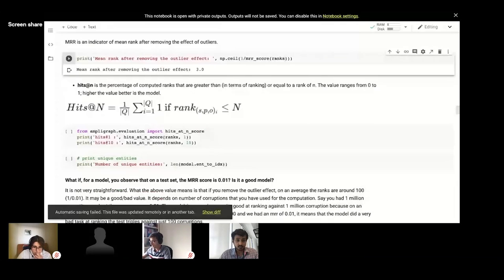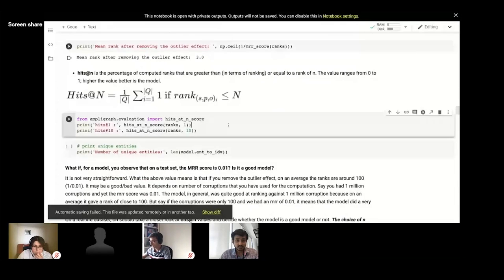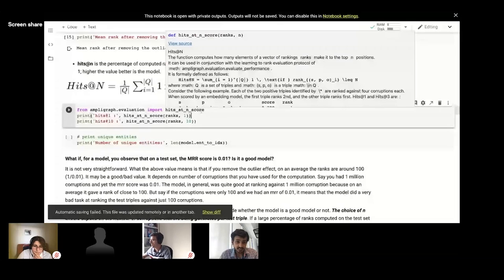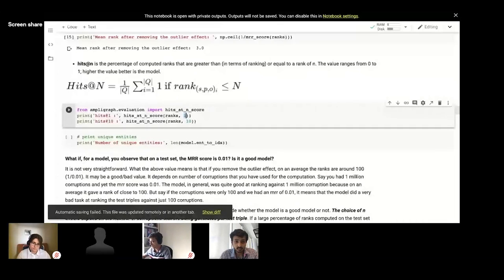And then we have another metric called hits at n. This is a metric which tells you how many of the ranks that we had earlier have a rank less than or equal to n. Ampligraph provides an API called hits at n score where you pass the ranks and the n. When I say hits at n score with n equal to 1, I'm saying give me the percentage of the ranks which were equal to 1.